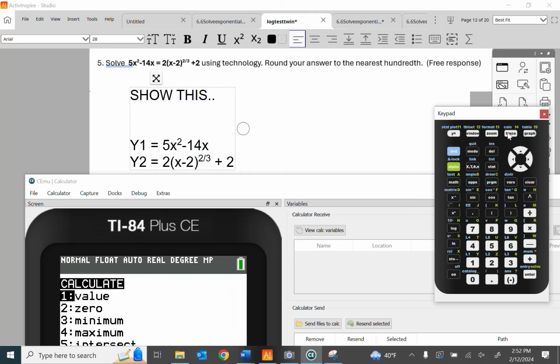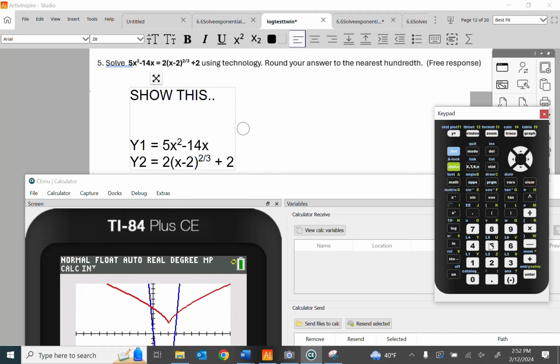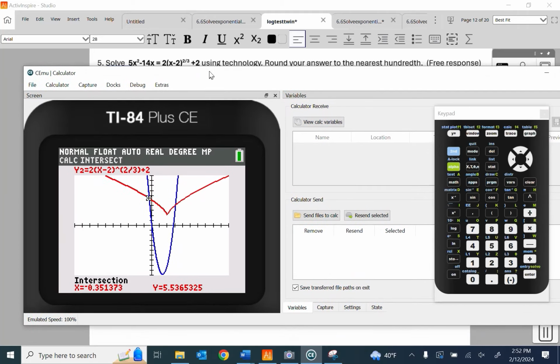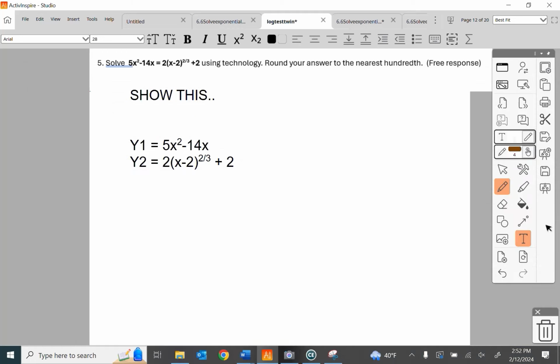Second trace, 5 for intersect. Get close. Press enter once, twice, thrice. Let me raise this up where you can see it. X is about 0.3514.